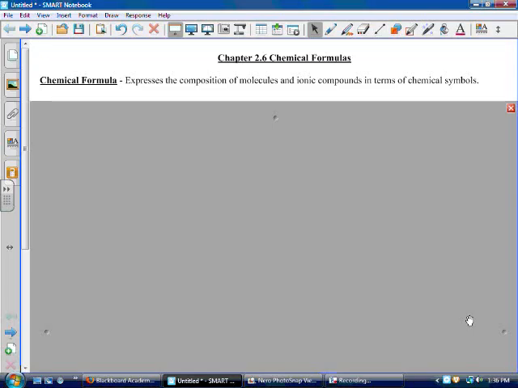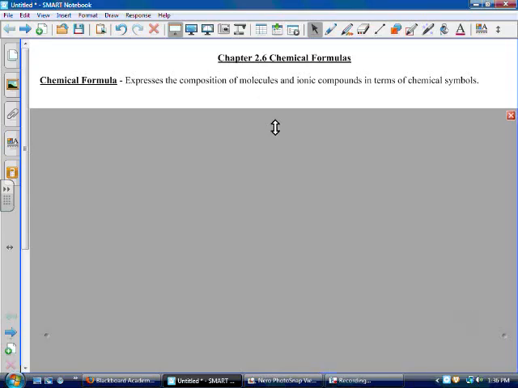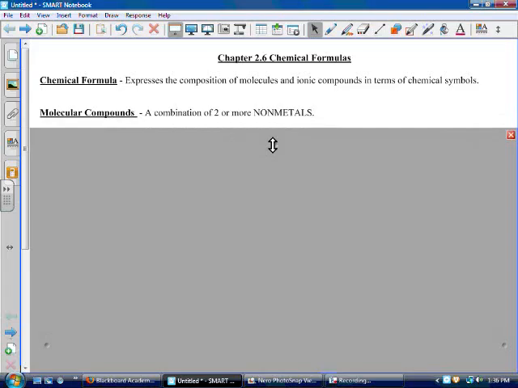A chemical formula is a representation of the composition of a molecule in an ionic compound or a molecular compound. And we'll talk about the difference between those in this section. A chemical formula represents what is joined together in a molecule for the most part. Now, again, we're going to start off talking about what are called molecular compounds. A molecular compound is a combination of two or more nonmetals. And molecular compounds are very common. Nitrogen dioxide and carbon dioxide are some examples of molecular compounds.